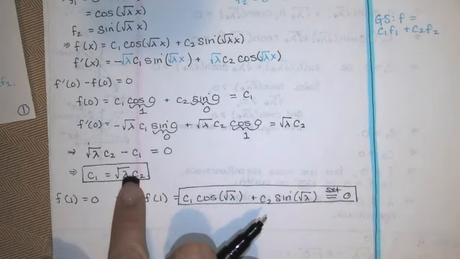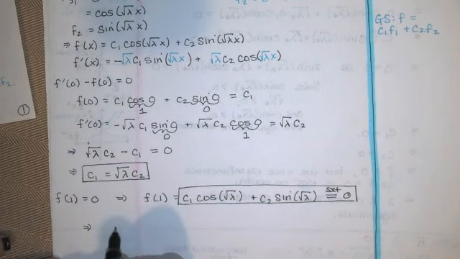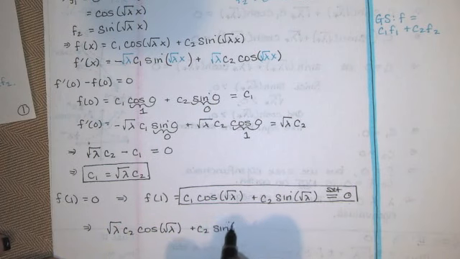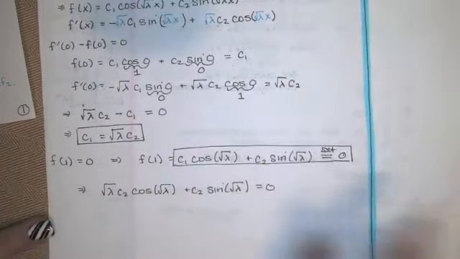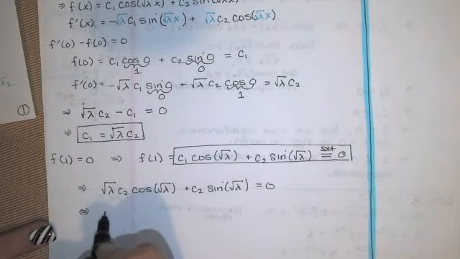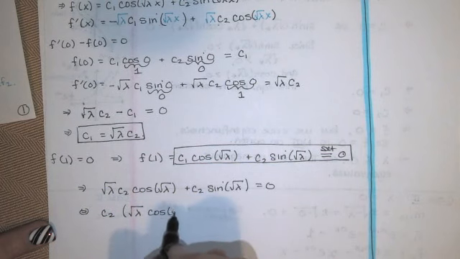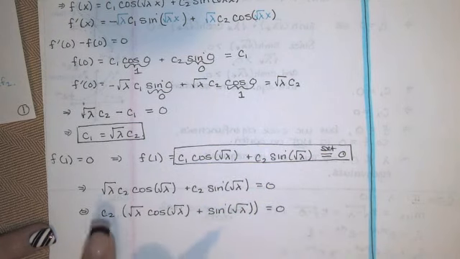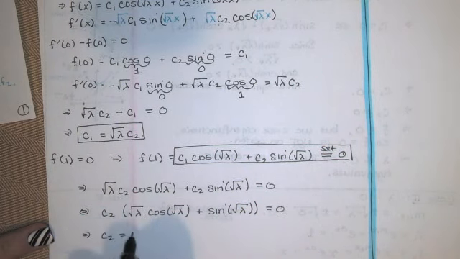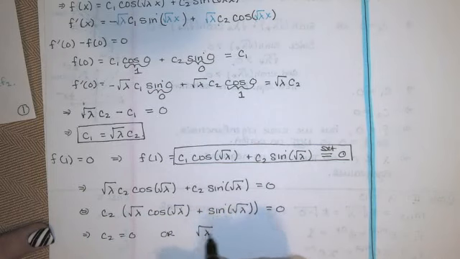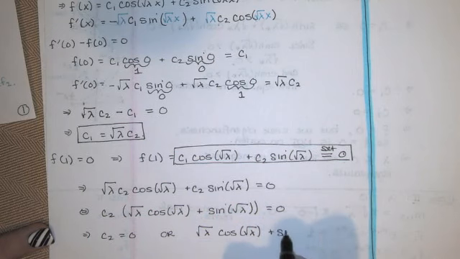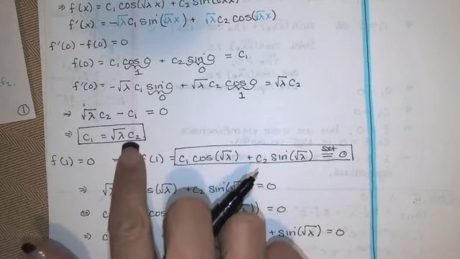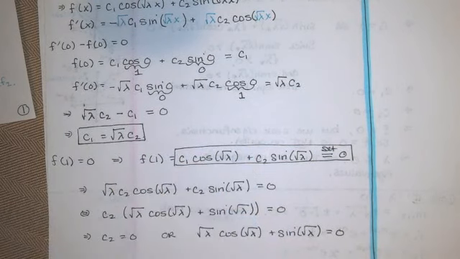From this, we see that we can replace c1 with square root of lambda times c2. And we see we've got a c2 in common here, so we can factor that out. I've got this times this equals 0, which means either the first factor is 0 or the second factor is 0. Now, we hope we're not in this case, because if c2 equals 0, according to this, c1 would also be 0. Then we'd be dealing with a 0 solution.